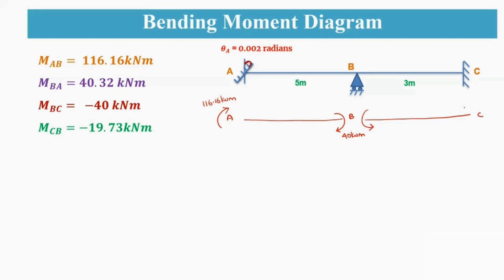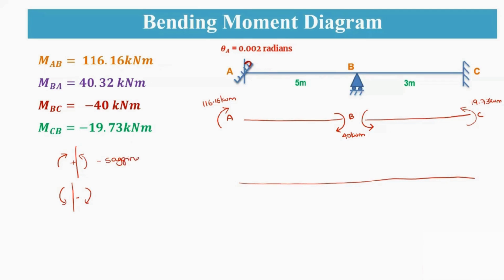And CB, again it is negative, so it is anti-clockwise of 19.73 kilonewton meter. Since there is no external load acting on it, only for these moments you are going to draw the bending moment diagram. Here it is in sagging nature. Sign convention once again: if it is in sagging nature, positive; if it is in hogging nature, negative. So this is a sagging moment, and this is a hogging moment.